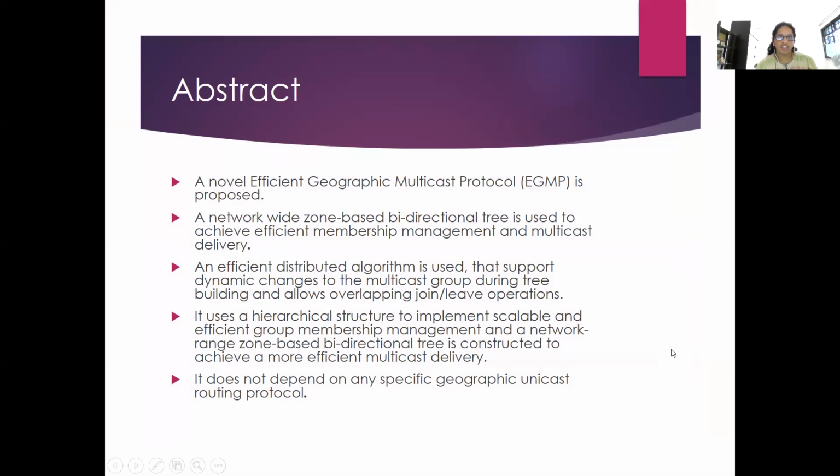A novel, efficient geographic multicast protocol, EGMP, is proposed. A network-wide zone-based bidirectional tree is used to achieve efficient membership management and multicast delivery. An efficient distributed algorithm is used that supports dynamic changes to the multicast group during tree building and allows overlapping join and leave operations. It uses a hierarchical structure to implement scalable and efficient group membership management, and a network-wide zone-based bidirectional tree is constructed to achieve more efficient multicast delivery.